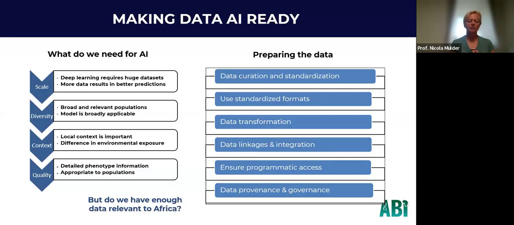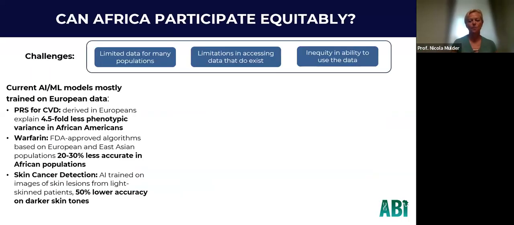At the moment, as I've said many times, we do not have enough data that's relevant to Africa. So how can Africa really participate equitably in the genomics revolution, but also the AI revolution?